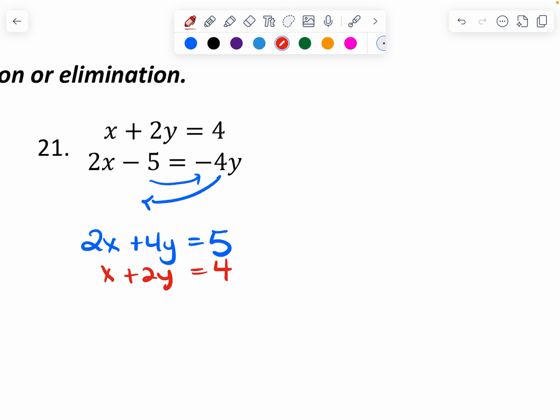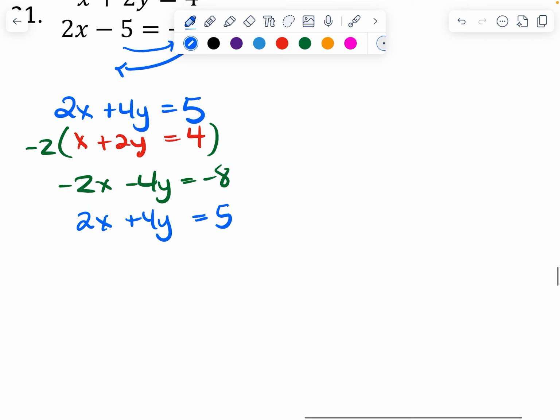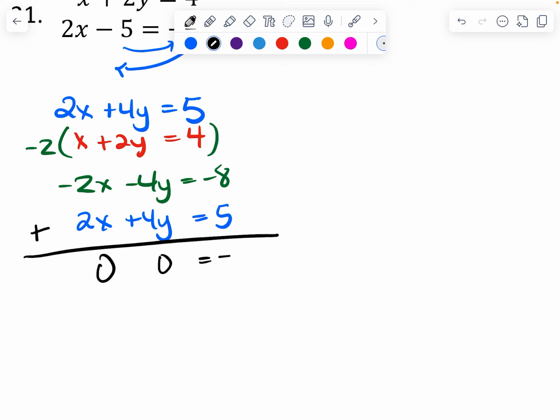Now, right now we don't have anything opposite of each other, so I'm going to multiply this by negative 2. So I'm going to get negative 2x minus 4y equals negative 8. I'm going to bring down that first equation of 2x plus 4y equals 5. Now, hopefully you've already seen what's going to happen here. If I add straight down, that's going to get me a 0, that's going to get me a 0, and this is negative 3. These never equal each other, so your answer is no solution.